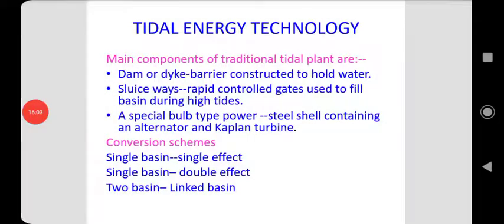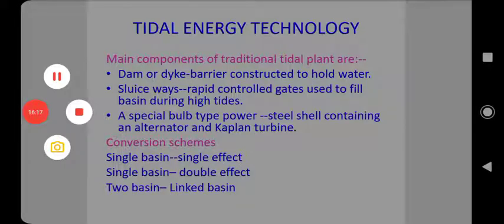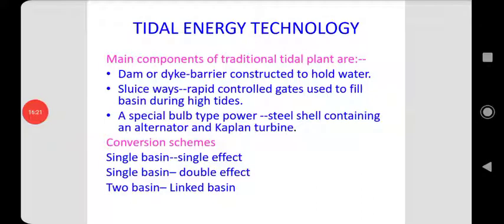So that turbine they are calling as alternator or Kaplan turbine. Then Kaplan turbine, and an alternator will also be connected with the Kaplan turbine. Okay, so we will see in the next class the different effects, that is single basin, single effect, single basin, double effect, two basin, linked basin, in detail. Okay, bye.